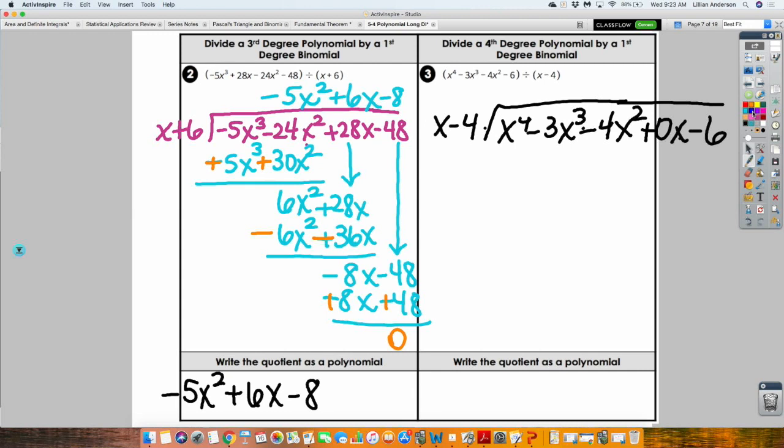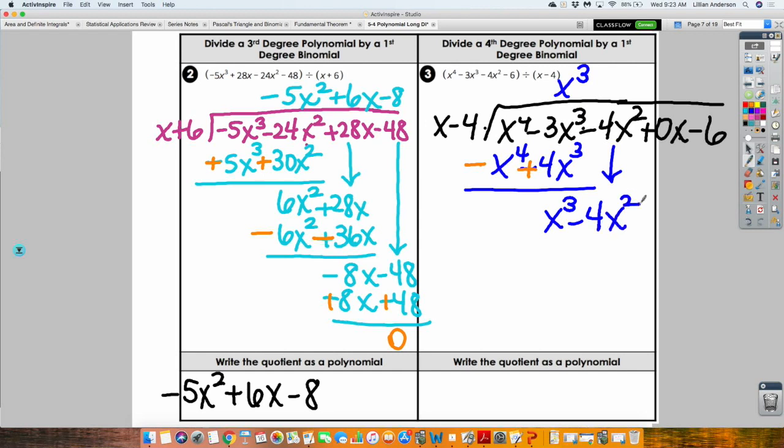So, X times what gives me X to the 4th? X to the 3rd. Then I take X to the 3rd and do what? Multiply by the divisor. X to the 3rd times X. And X to the 3rd times negative 4X. Negative 4 to the 3rd. I almost gave the answer. I was able to stop myself. What do I need to do? Change the sign. So this becomes a positive. So then these cancel. 1x to the 3rd. Bring down the next term.